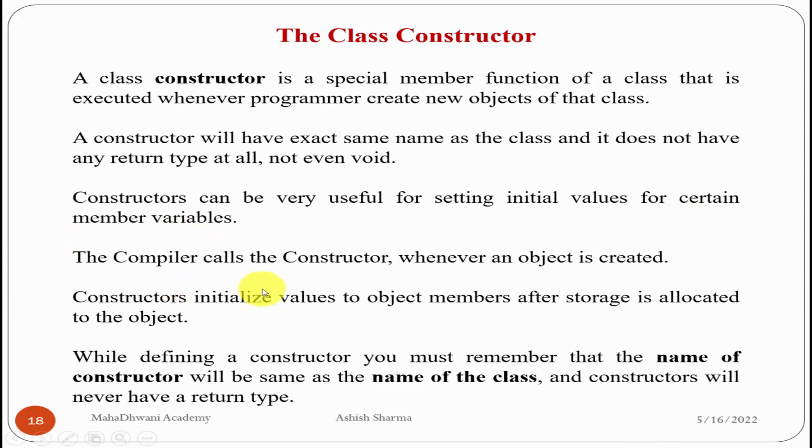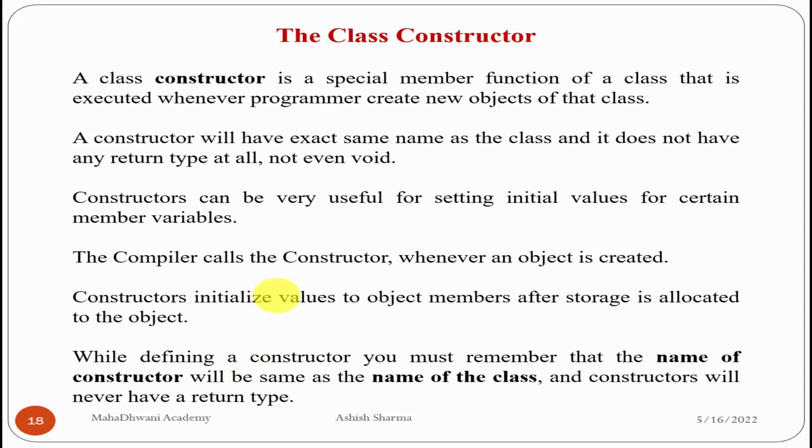The compiler calls the constructor whenever an object is created. The constructor initializes values to the object members after storage is allocated to the object. So the constructor is very helpful to initialize the data members of the class, or you can say to initialize the object of the class, because the object holds all the members of the class. That's why we say object initialization. Initialization means to put a value into the data members.